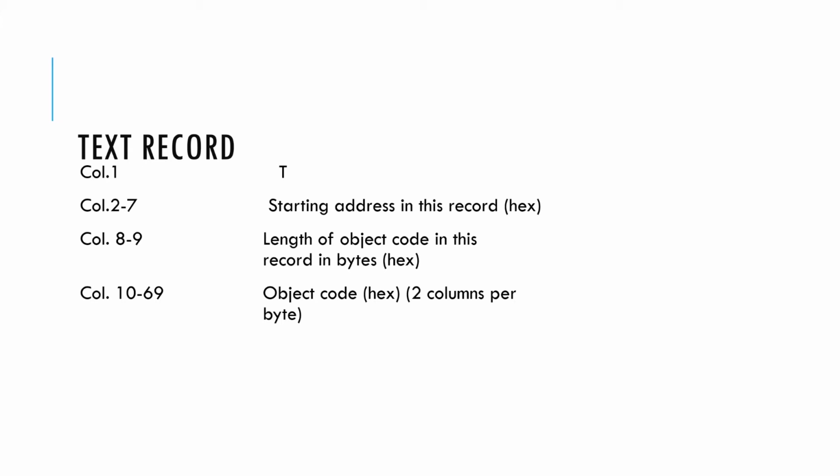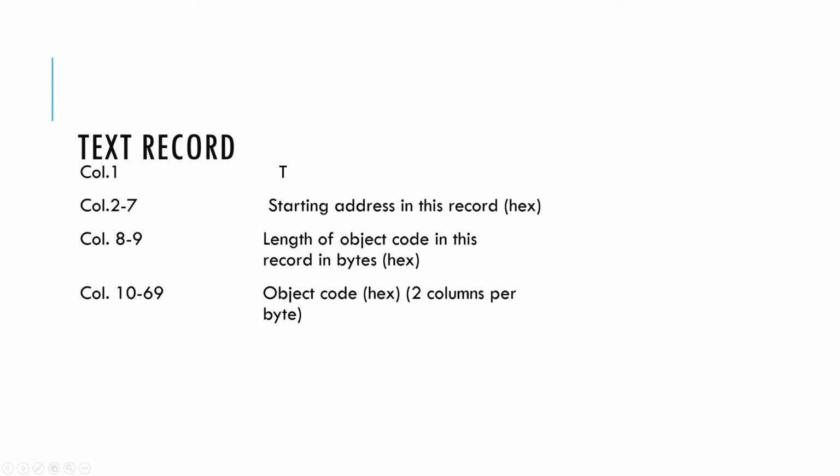See, one object code will have 6 spaces. So 60 means you can have 10. In a text record, you can have a maximum of 10 object codes. When you are writing the object program for a text record, the last field is the object code. Each object code has a maximum size of 6. You remember 141033, that means it has 6. Similarly, you can have 10 in a line, because it runs from 10 to 69. That means you have 60 spaces.